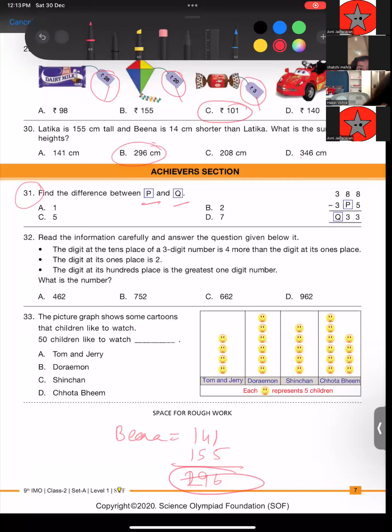Stop. Now, question number 31. Find the difference between P and Q. I want one child to do it with me. So I want Kabir to do this with me because I've got answers from other kids. Kabir, how do you think we should approach this question?